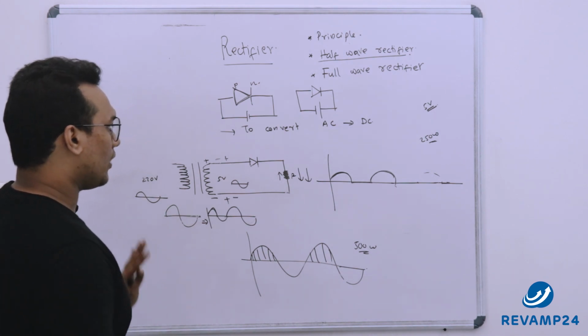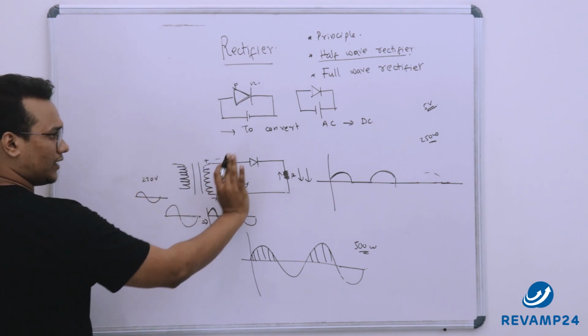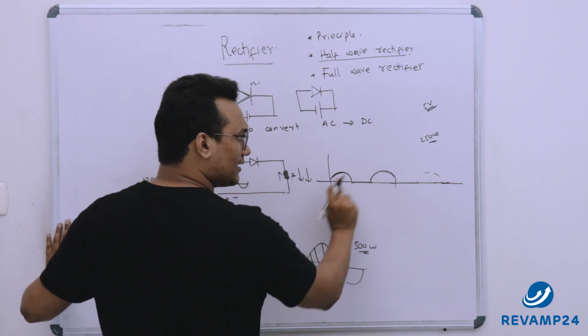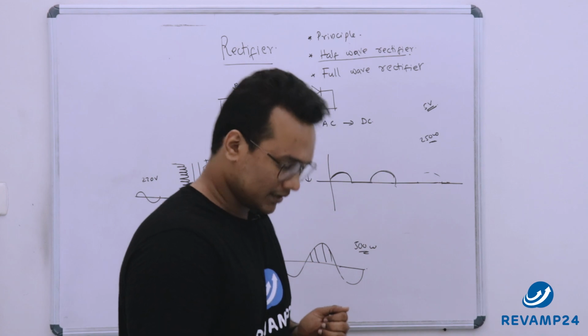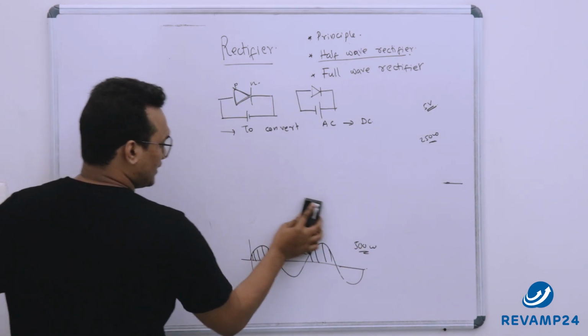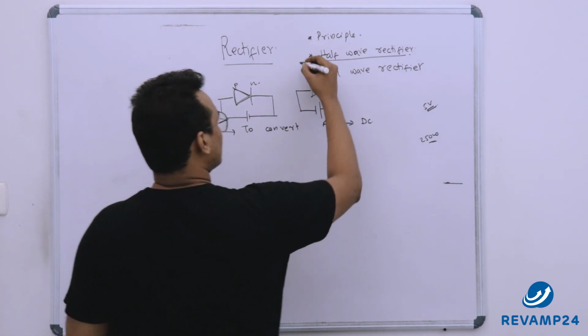Now I will explain what a full wave rectifier is. So this concept is very important. With a half wave rectifier we are able to get DC current. The output is varying, but it is in one direction, and the thing is half of the power is wasted. Now I will explain what a full wave rectifier is. So half wave rectifier is done.